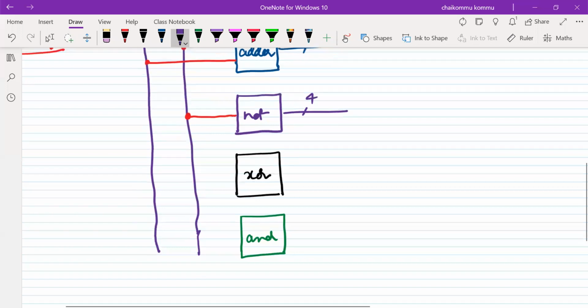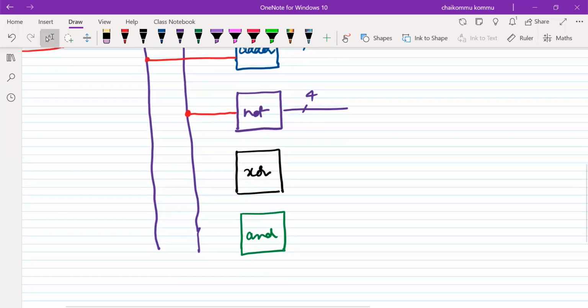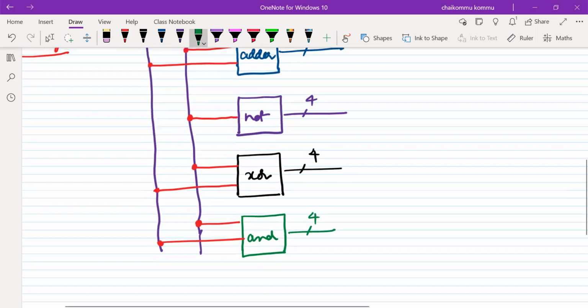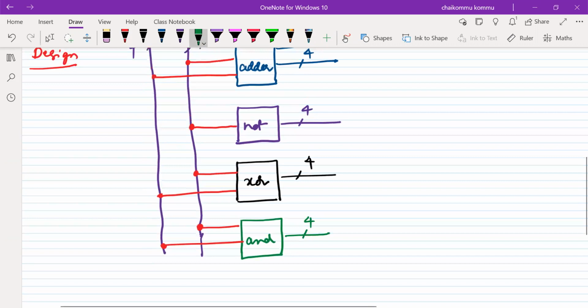Again, for XOR, it requires 2 operands and will produce a 4-bit output. For the AND operation also it requires 2 data. Data A is required, data B is also required. So it will produce 4-bit data, right? So this is what the blocks are.